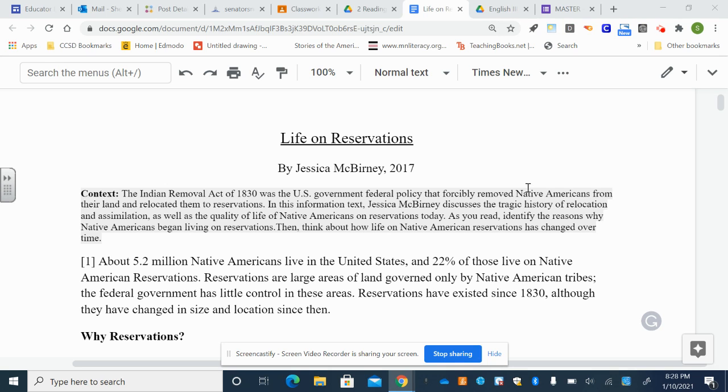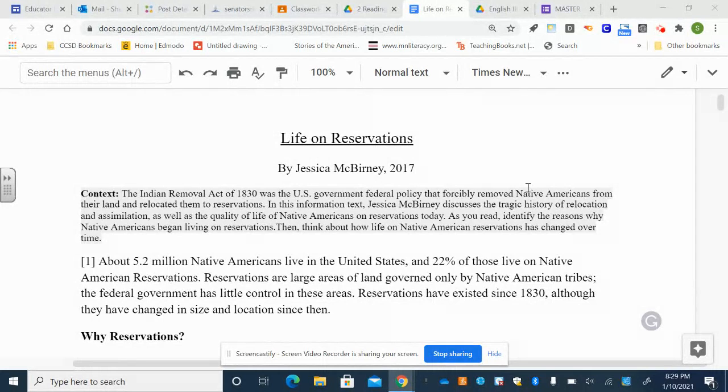Life on Reservations by Jessica McBurney, 2017. Context: the Indian Removal Act of 1830 was the U.S. government federal policy that forcibly removed Native Americans from their land and relocated them to reservations. In this information text, Jessica McBurney discusses the tragic history of relocation and assimilation, as well as the quality of life of Native Americans on reservations today.